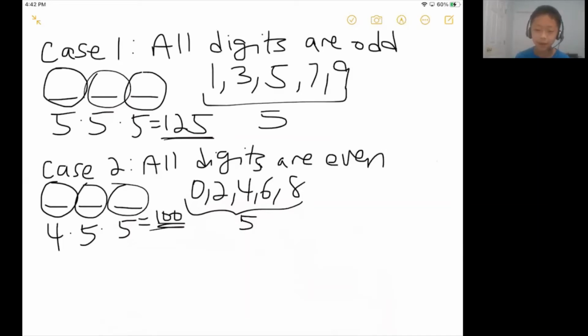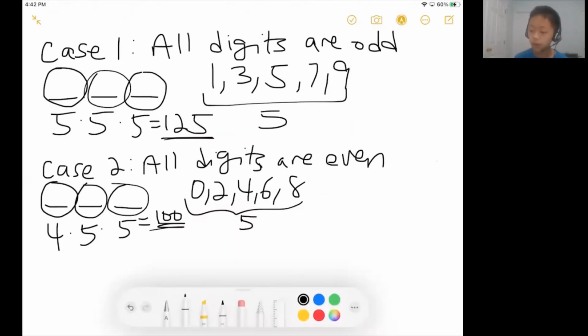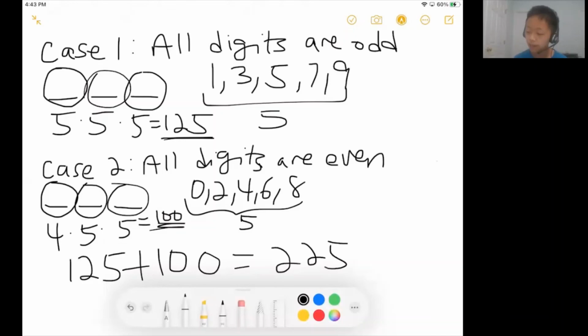So now we're basically done, because to get our answer, we would just combine all of our cases together. So we would do 125, which is the first case, plus 100, which is the second case, and we get 225, which would be the answer to the entire question.